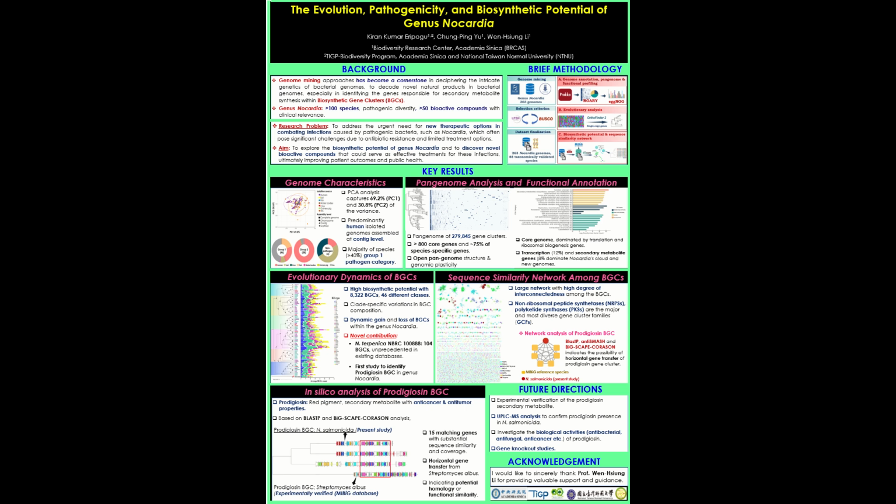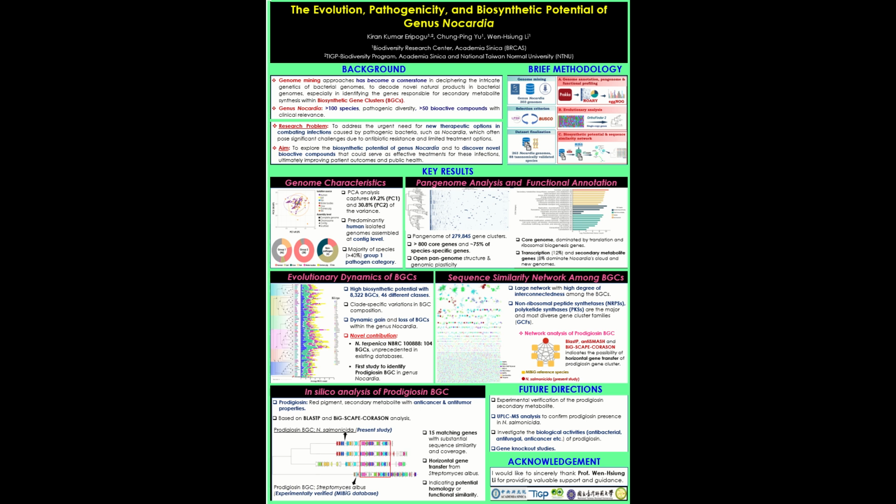Our results reveal that most of the genomes deposited in the NCBI database for Nocardia mostly belong to the pathogenic category, and more than 40% of the species belong to the group 1 pathogenic category, where these species are responsible for causing infections but are not that harmful to human beings.